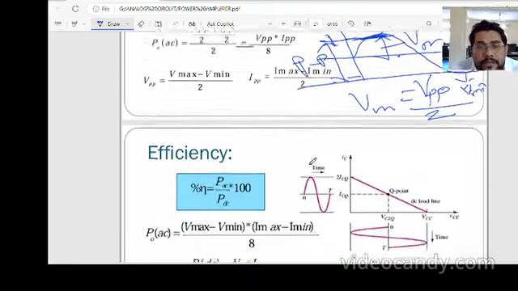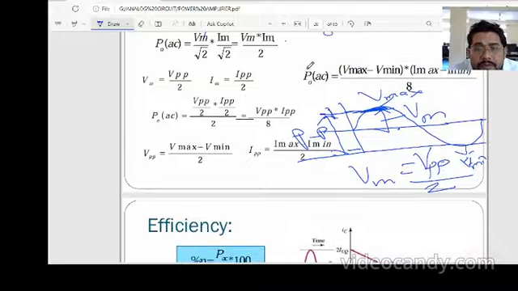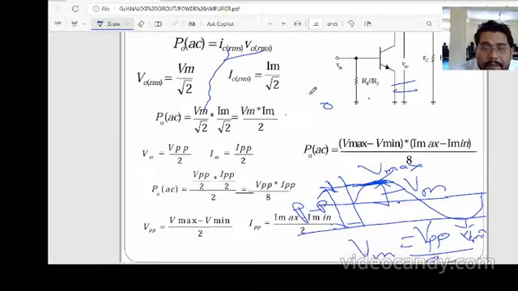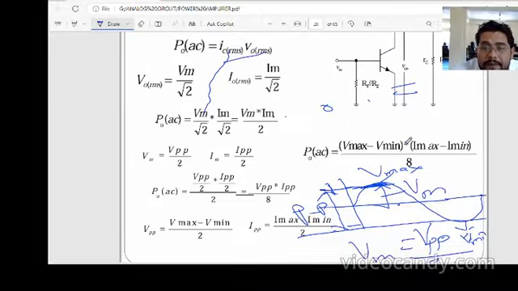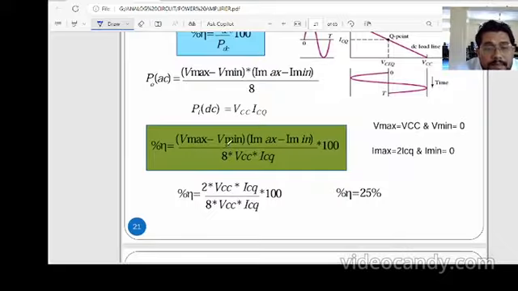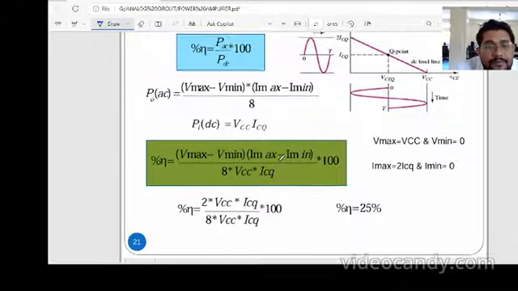Then efficiency: how do we calculate the AC power? This is the AC power. With the efficiency, we have already studied that efficiency is nothing but AC power divided by DC power in percentage. The AC power we have calculated is V max minus V min into I max minus I min divided by 8. Input DC equals VCC into ICQ. So V max minus V min, I max minus I min, divided by 8 into VCC into ICQ.